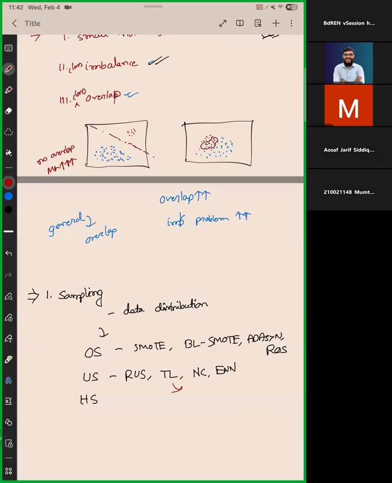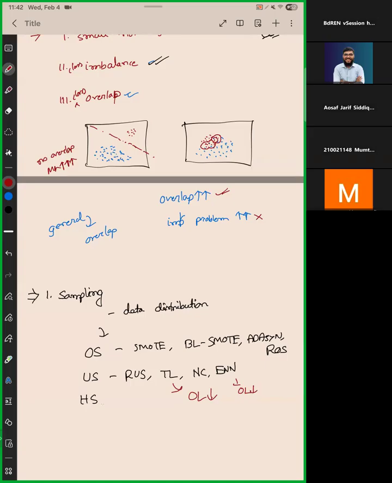Remember Tomek link? We try to find two samples from the opposite classes. If one is minority, another is majority, the majority one gets removed. Yes, class overlap will reduce. So the goal of these techniques is to reduce the overlap, not to balance the data set, but to reduce the class overlap problem. All these techniques try to fix this problem, not that problem.